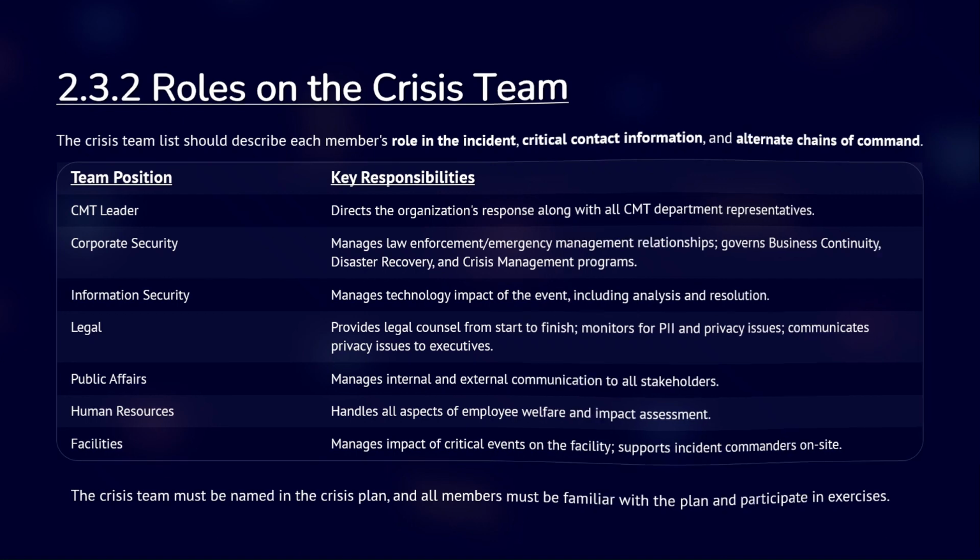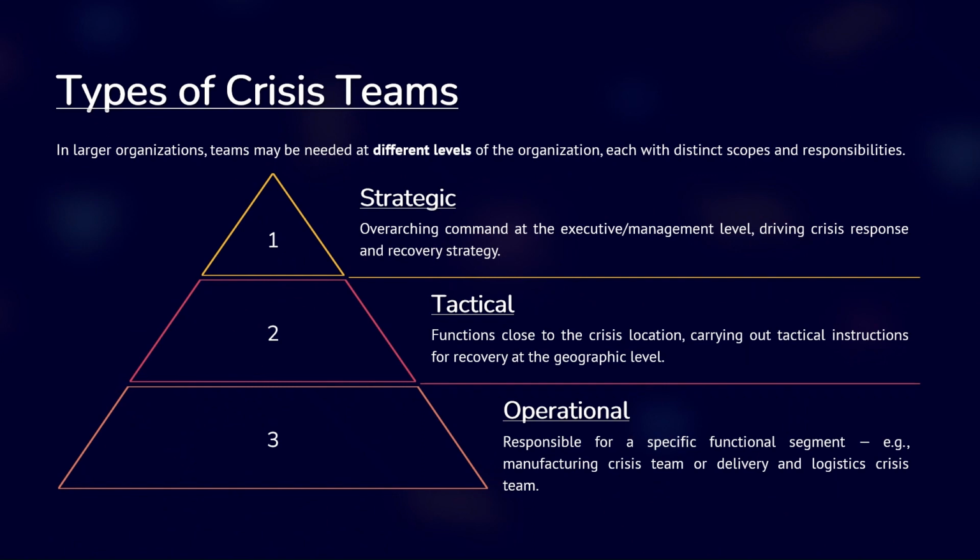In larger organizations, multiple crisis teams may be required at different levels of the organization, each with distinct roles and responsibilities. At the strategic level, teams operate at the executive or senior management level, providing overall direction and high-level decision-making. At the tactical level, teams operate closer to the incident location, carrying out tactical instructions and coordinating on-the-ground response. At the operational level, teams are responsible for direct actions such as site-level response, logistics, and coordination with local responders. This tiered structure ensures that decisions are made at the right level and that strategic intent is translated into effective action on the ground.